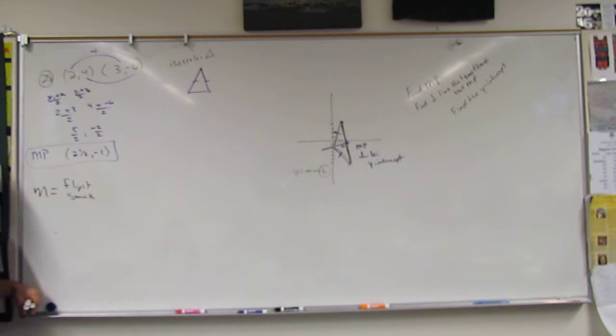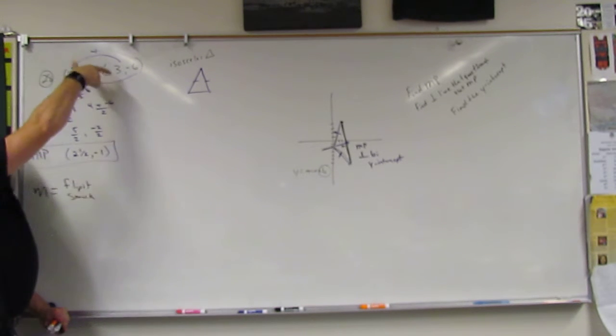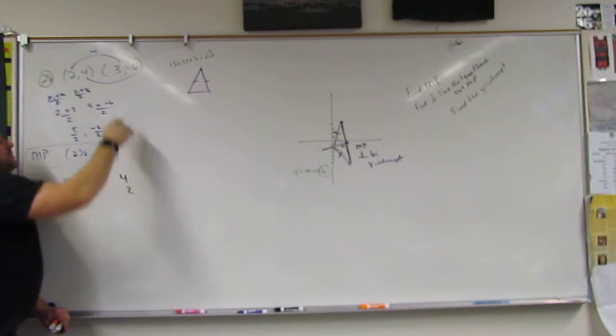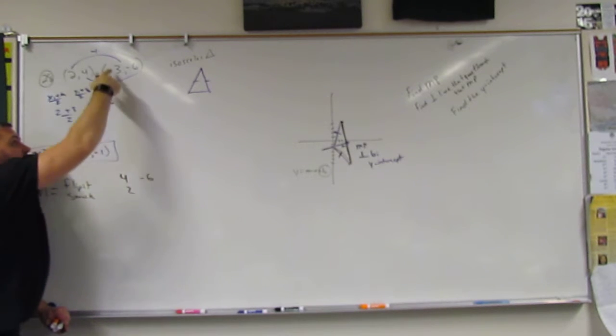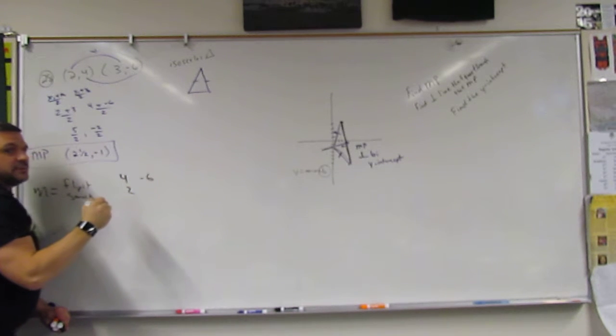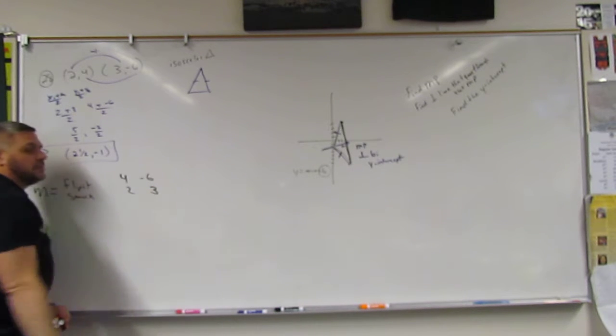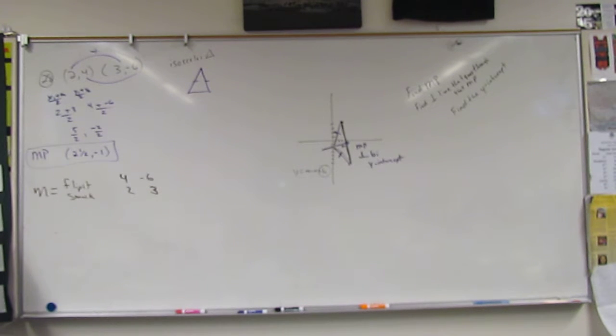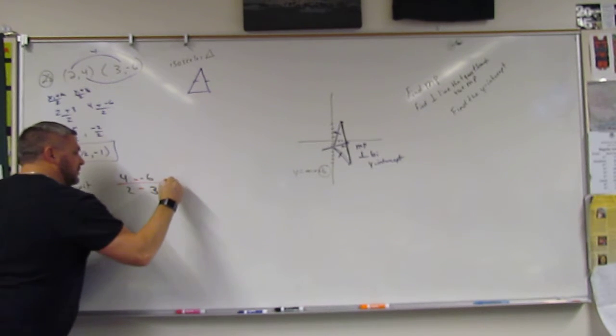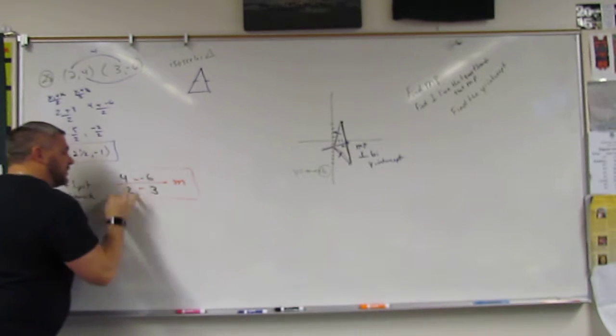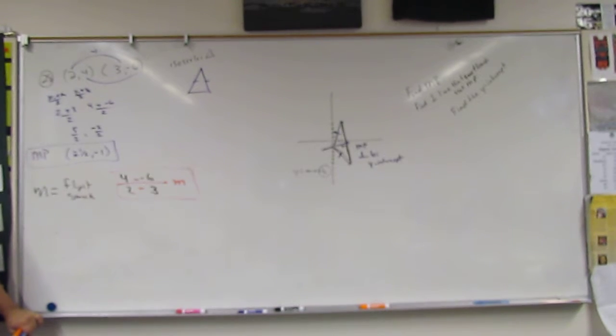Okay. Slope. M. So finding the slope. So we have 4 over 2, negative 6 over 3. Okay, that flips it, right? Then we smack it. That is m right there. We just didn't do the math yet.